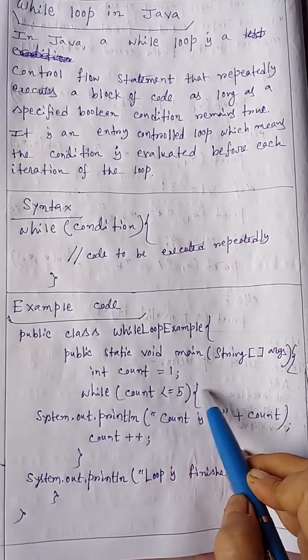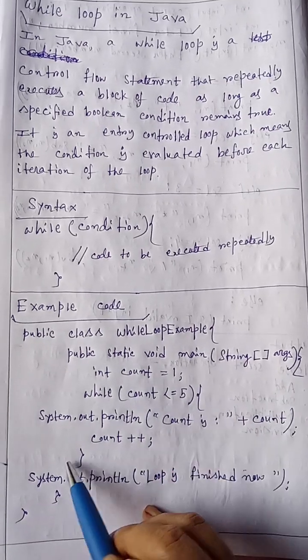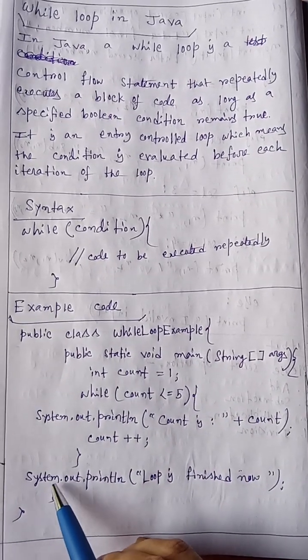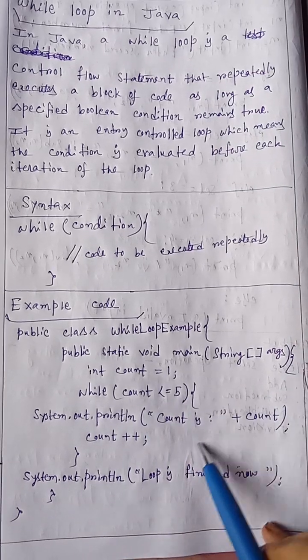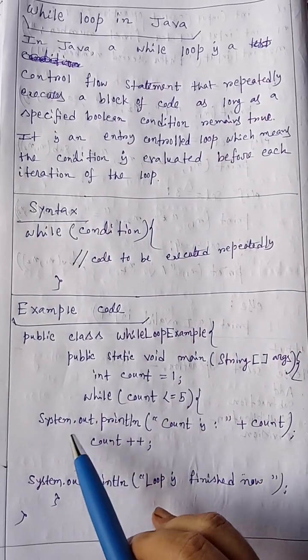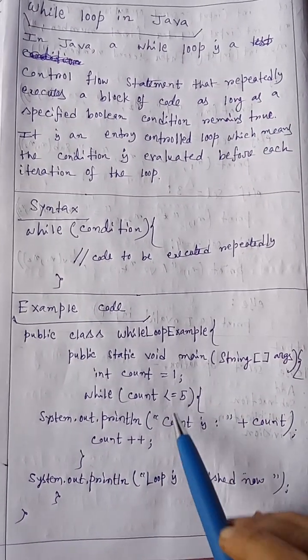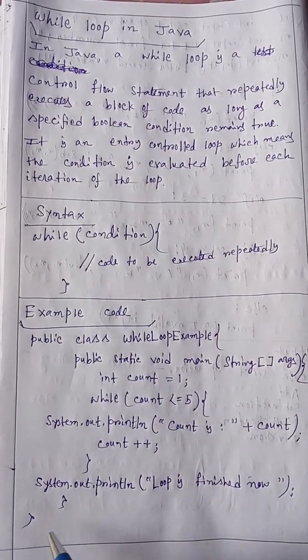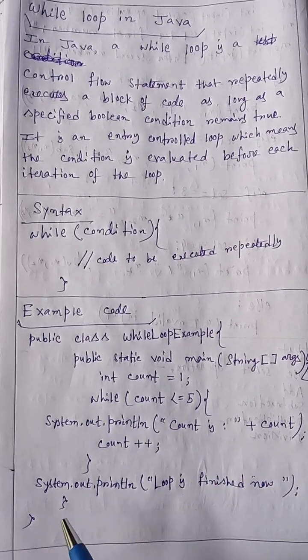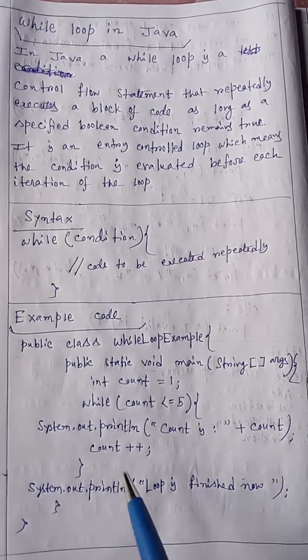Now this code block ends here, and the loop is finished. While this condition is working, this line won't be printed, and when this execution is completed, this will be printed and we will end our code and get our output. Let's see how it works.